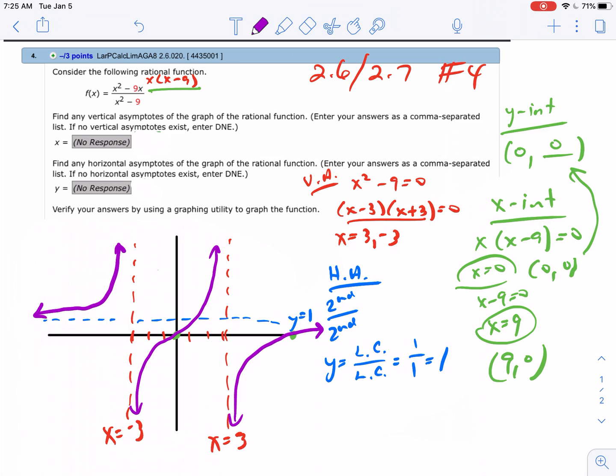All right, so now you should answer all your questions. Find any vertical asymptotes. We had 2 of them, so you should type in negative 3 and 3. Well, for mine, I would do that. And then it says horizontal asymptote, type in just the 1.